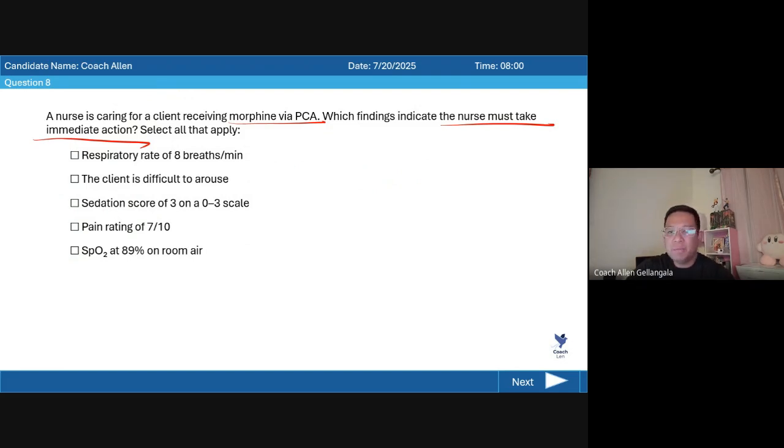Let's do it. Respiratory rate of 8 breaths per minute. Is 8 breaths per minute already an indication of a problem? Yes, this is already respiratory depression. Changes in the consciousness that result in the client being unable to arouse, or rather low arousability. A problem? Yes. This is also an indication of a problem. Every form of change in mentation means decrease in oxygen in the brain. Therefore, we need to do something about it.